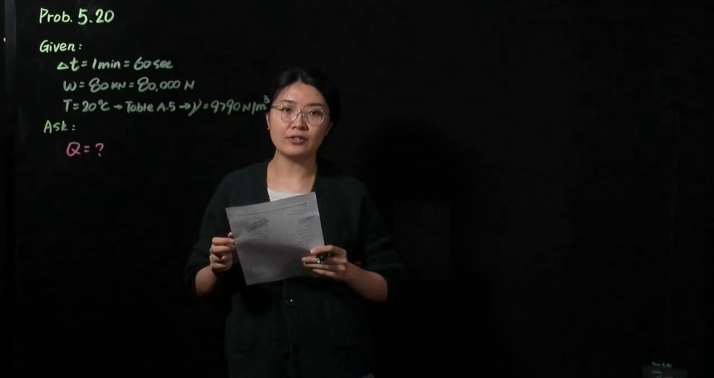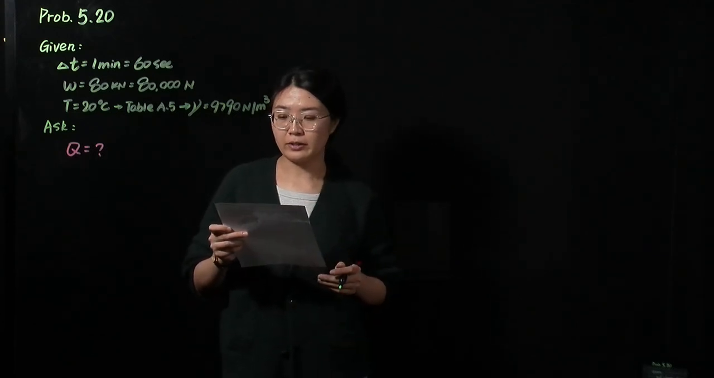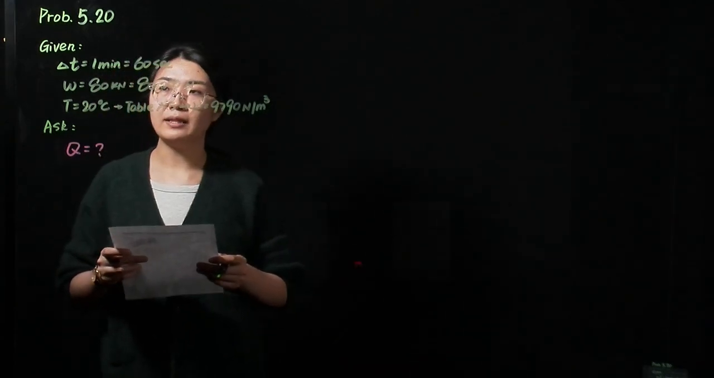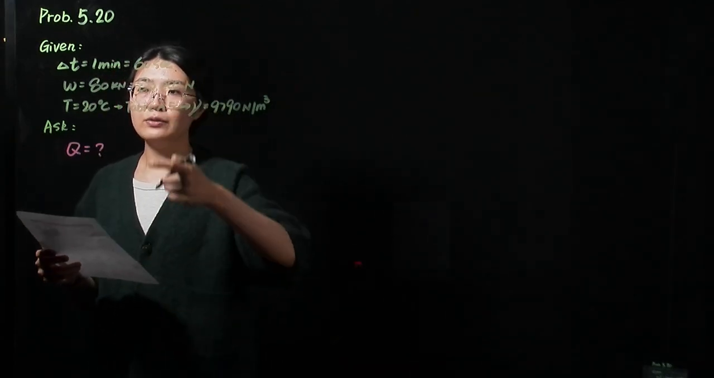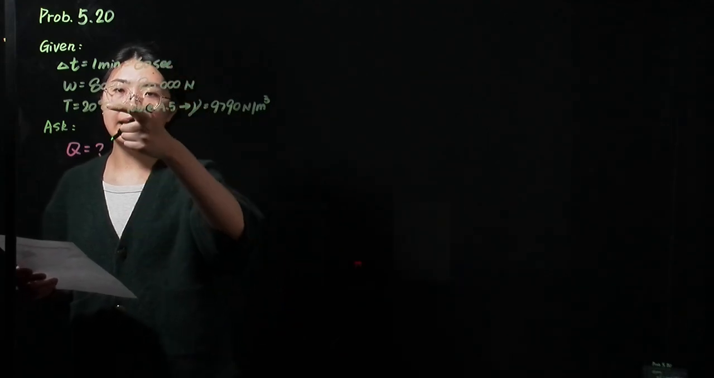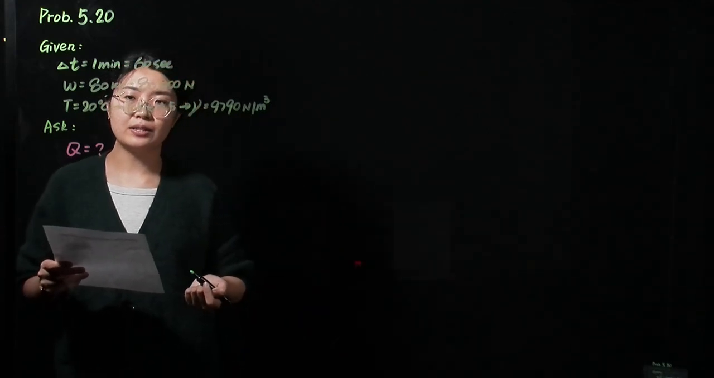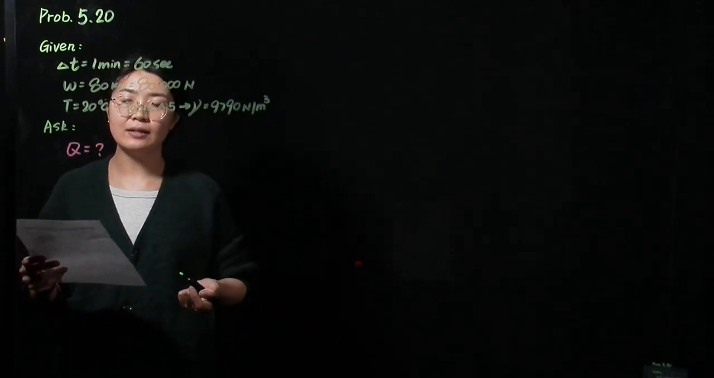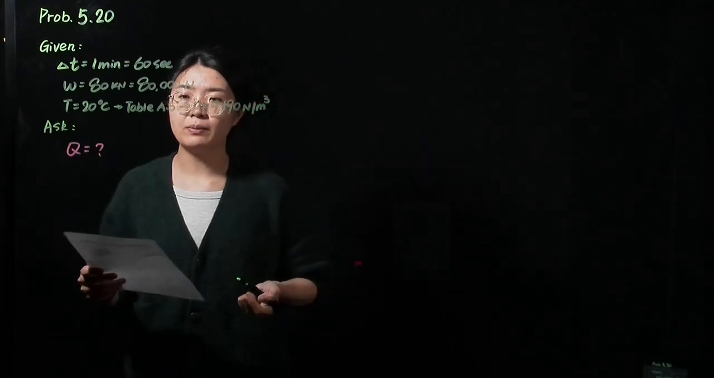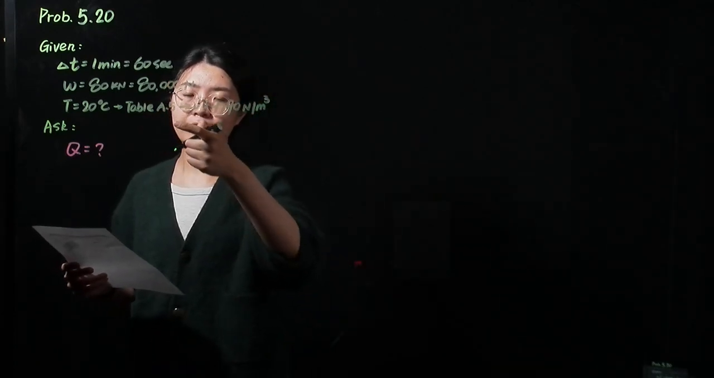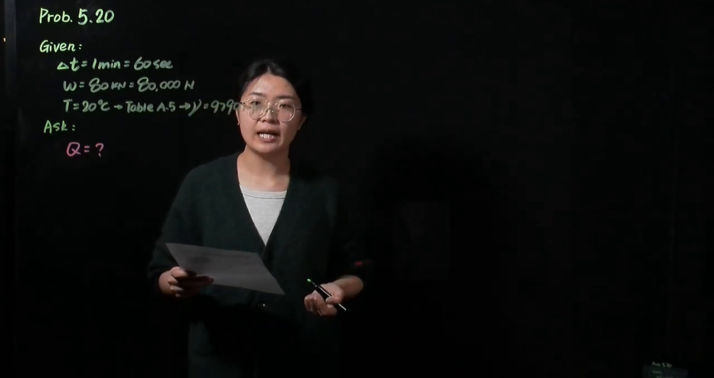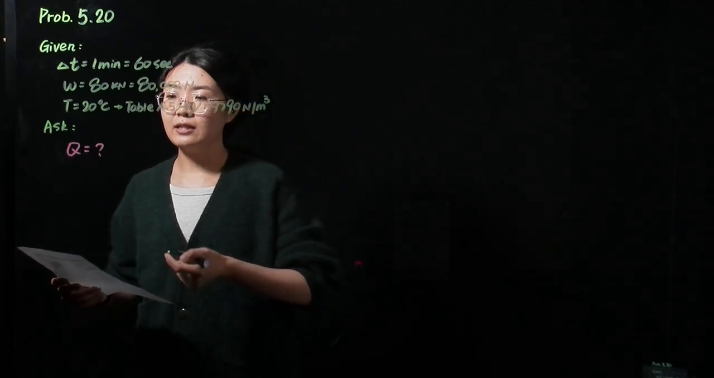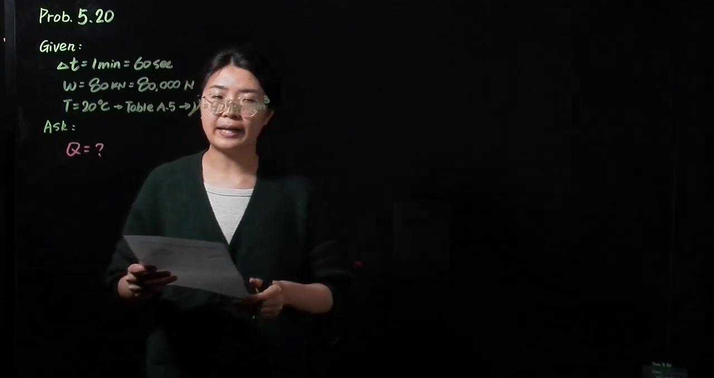Now let's take a look at the last problem. In the last problem, the water from a pipe is diverted into a weighing tank for exactly 1 minute. So 1 minute equals 60 seconds. We also know the increased weight of the tank is 80 kilonewtons. It equals 80,000 newtons. And we also know the temperature of the water is 20 degrees Celsius. So based on the information provided in Table 8.5, we know the specific weight of water is 9,790 newtons per cubic meter. In this problem, we need to determine the flow rate.